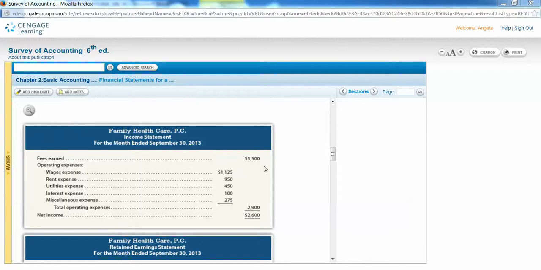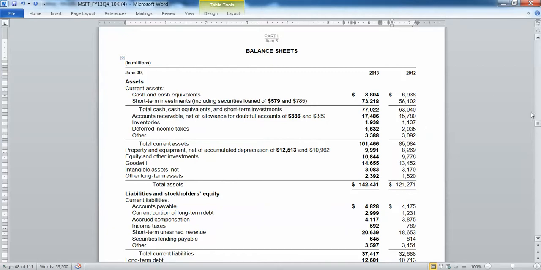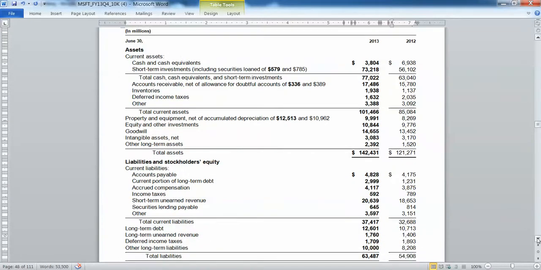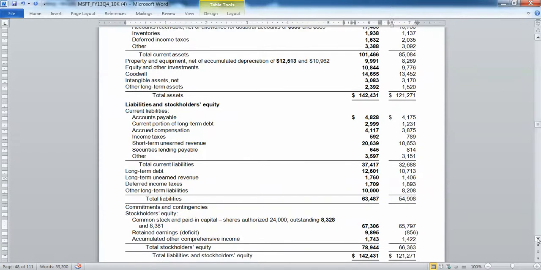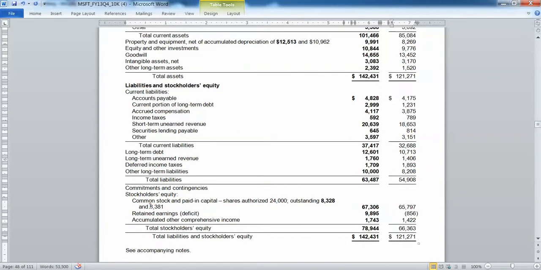Now that's pretty obvious on this income statement. We have fees earned, which are revenues, and we have expenses, and we would know that those are in dollars. But I'll show you an example where maybe you wouldn't know. This is the balance sheets for Microsoft, and I'm going to scroll down just a little bit to the stockholders' equity section. Let's say you're looking at this line talking about common stock. You might look over here at the 67,306 and wonder, is that shares of stock? Is it dollars? What am I reading? You're looking at dollars. And how do I know that?